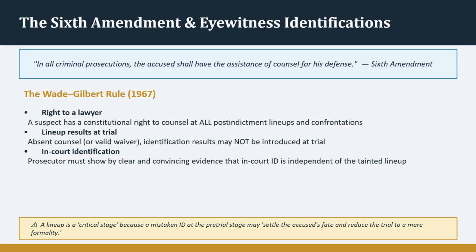The Sixth Amendment provides in relevant part that in all criminal prosecutions, the accused shall have the assistance of counsel for their defense. We've already discussed this right in the context of interrogations, where it plays a significant role. Here, we see it applied to a different context, the pretrial identification procedure.